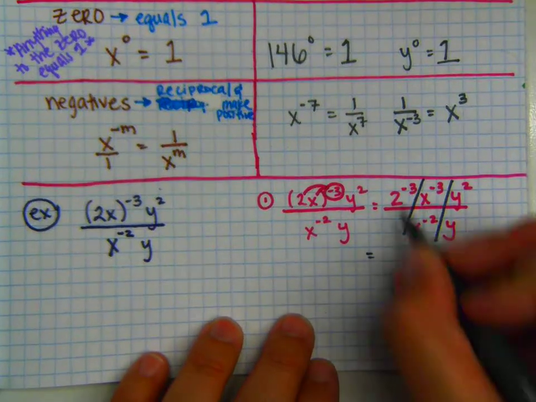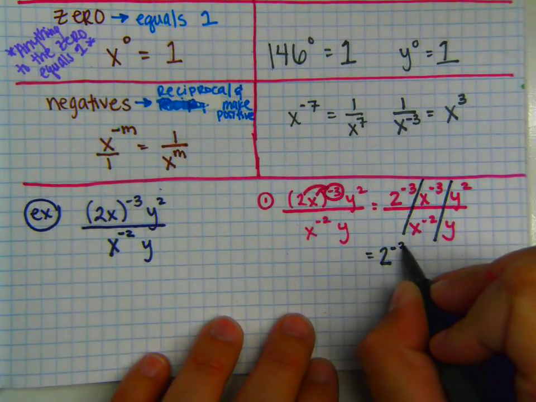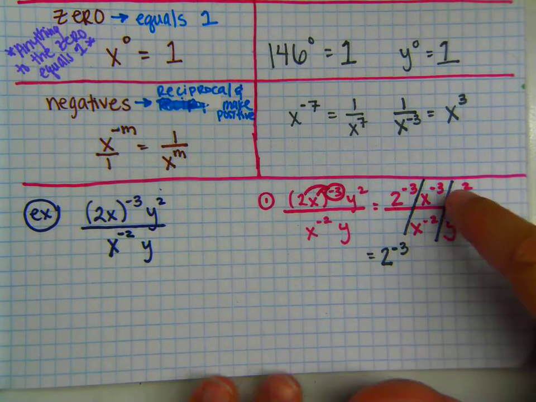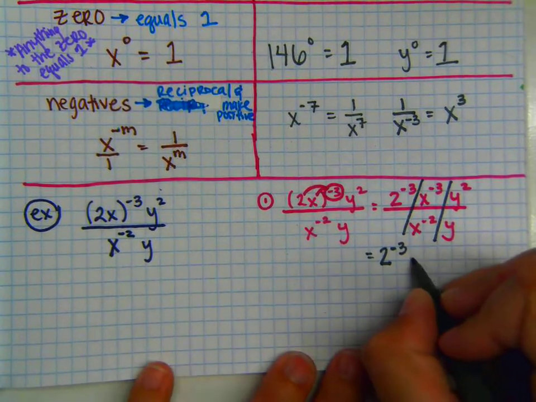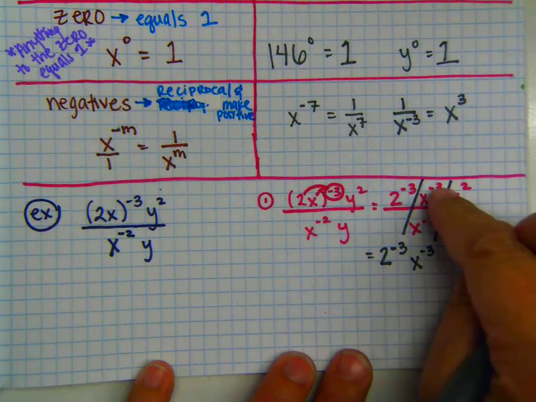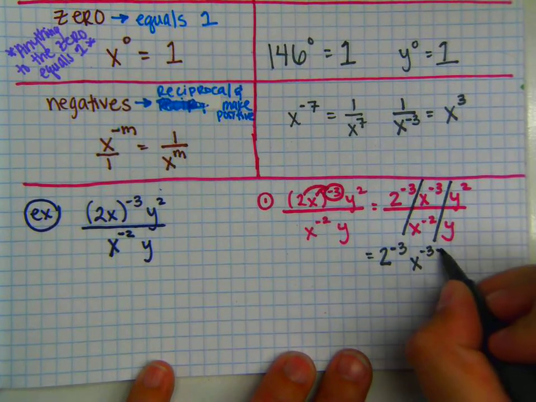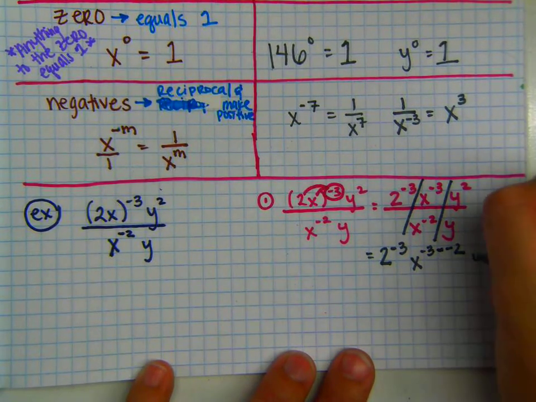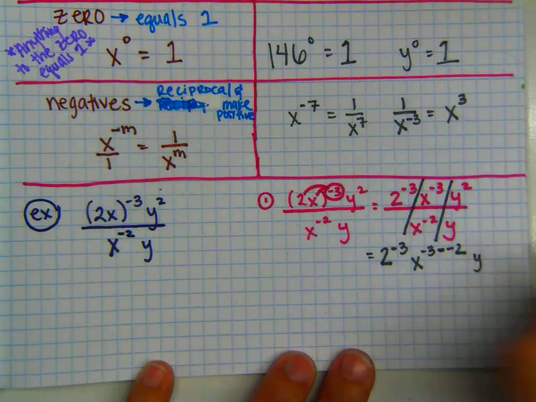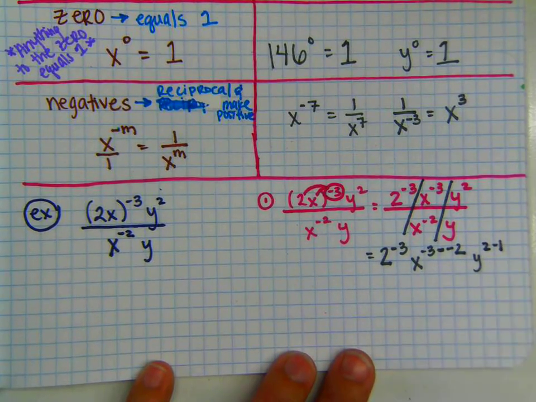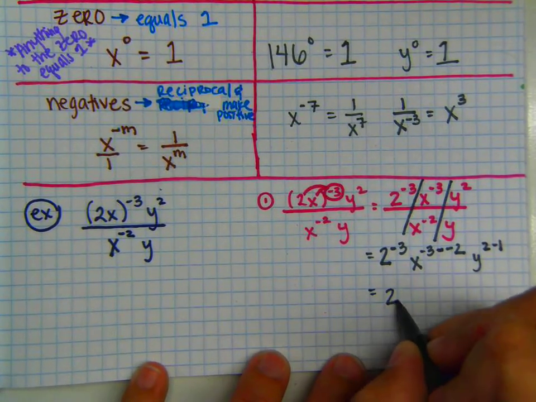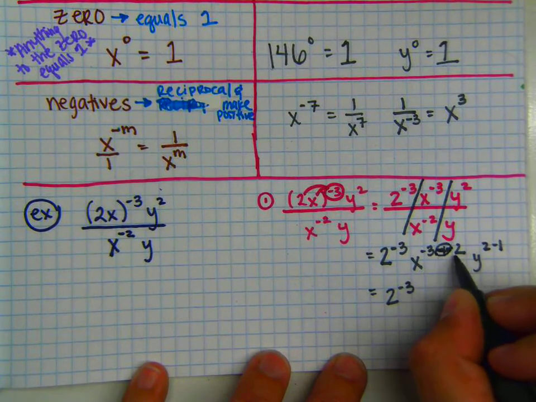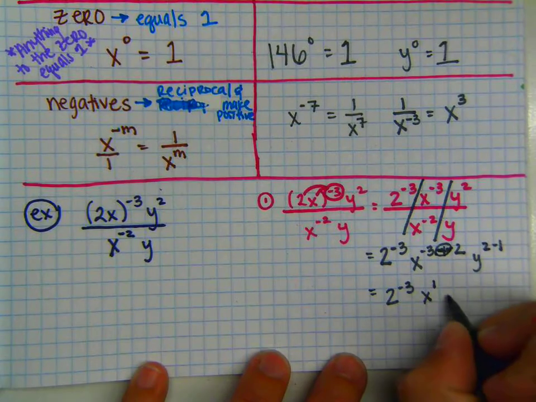So, I don't have anything else with the 2, so I'm just going to write 2 to the negative 3rd. Now, from our rules, when we have division, we subtract the exponents. So that'll be x to the negative 3rd, and then we're going to subtract negative 2. And then we have the y's, and again we're going to subtract, because it's division, 2 minus 1. Right here, this becomes a positive, so negative 3 plus 2 is 1, y to the 1st.